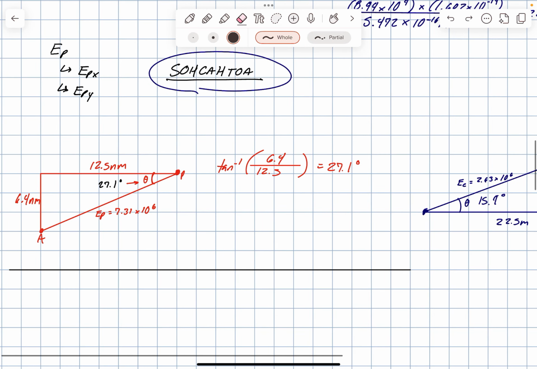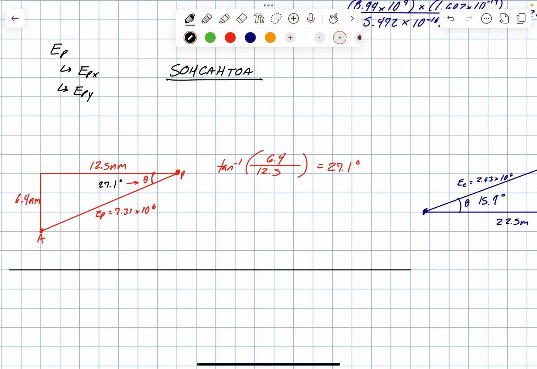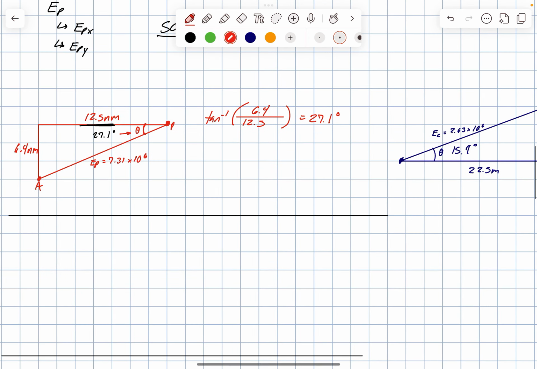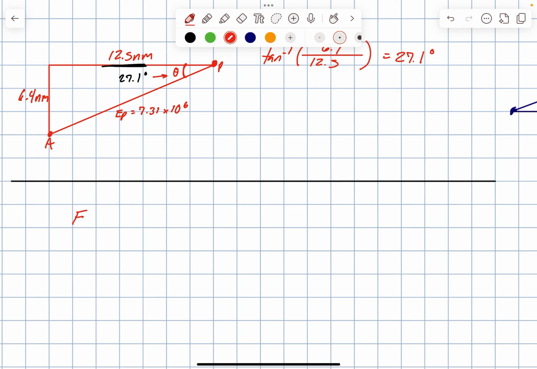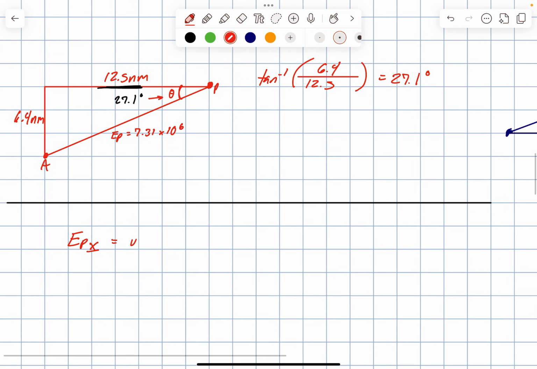Using our trig functions, we know that we already have the electric field value for our hypotenuse. And in this case, if we're looking for our x value here, that's going to be our adjacent side. So it looks like the function that we're going to be using is cosine. And that's going to be for our x. So this is how I'm going to express it. Electric field of our proton for the x component is going to be using cosine.